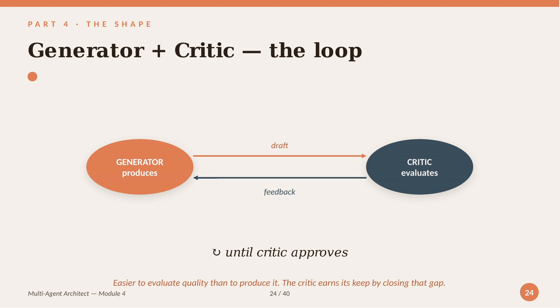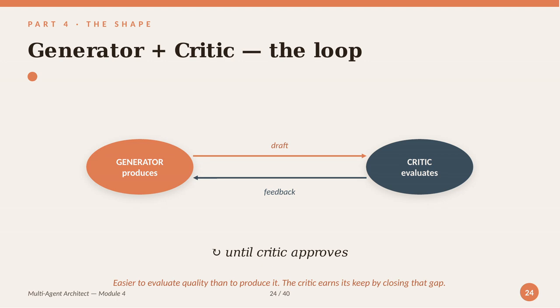Why does this pattern work? Because for many tasks, evaluating quality is genuinely easier than hitting it on the first try. A critic can recognize this paragraph buries the lead without being able to write a great paragraph itself. A reviewer can spot a security vulnerability without being the one to fix it. The asymmetry is real, and iterative refinement exploits it.